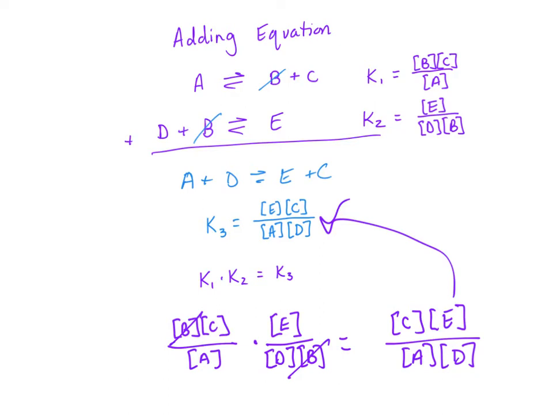So when you have two equilibria and you're adding those two equilibria together, the resulting equilibrium constant is equal to the constant 1 times the constant 2. So that's given here.